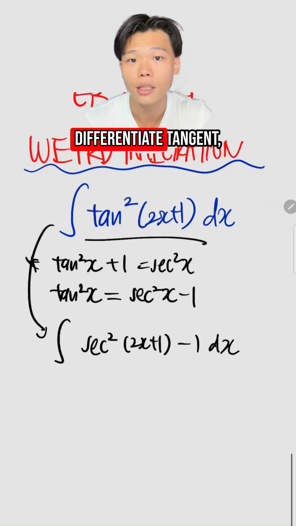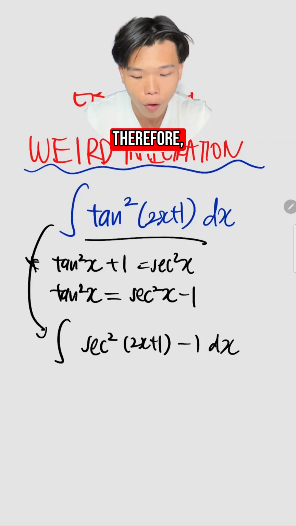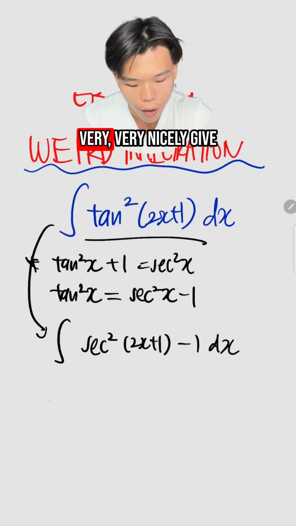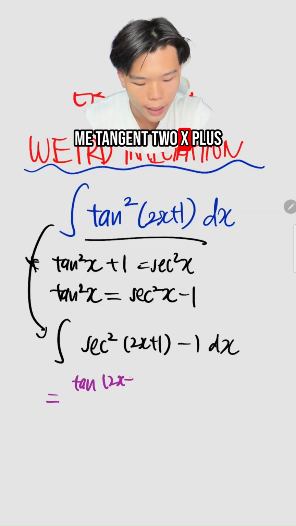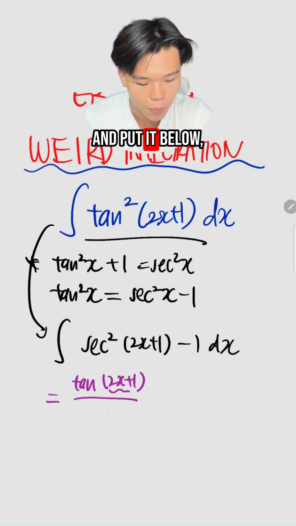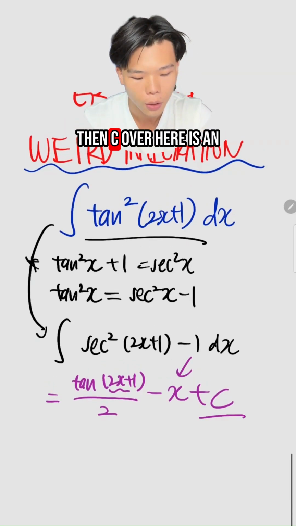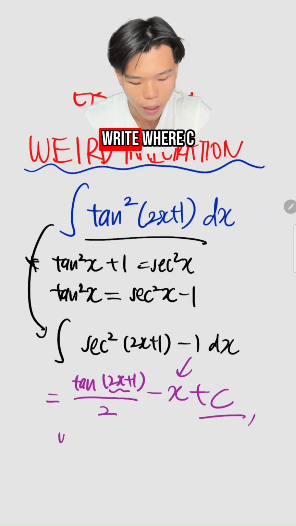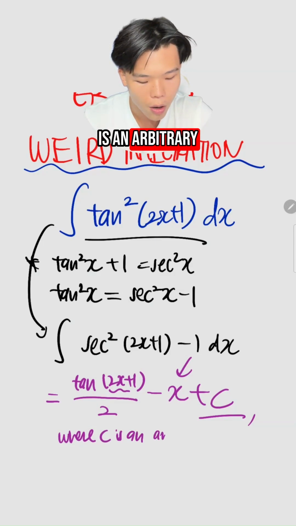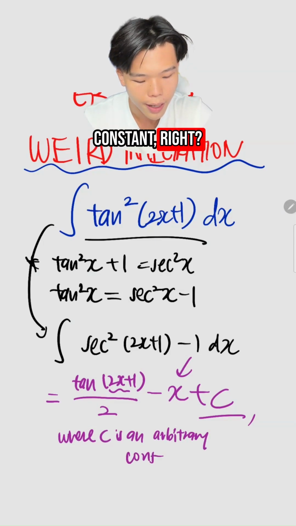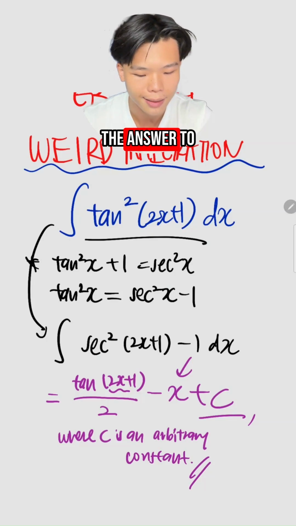And I know that if I differentiate tangent, I get secant square. Therefore, integrating secant square over here will very nicely give me tangent 2x plus 1. Don't forget to differentiate the inside and put it below, over 2, minus x plus c, right? Where 1 becomes x and c is an arbitrary constant. So I'm just going to write where c is an arbitrary constant, right? And this is exactly how we find the answer to this question.